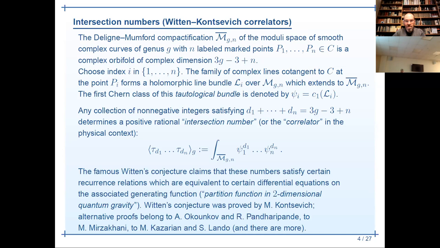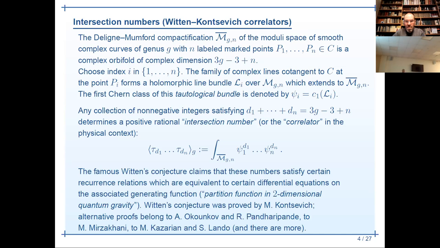But this is a complex orbifold. So these numbers are rational. And the third and the fourth lecture of Dimas Wonkin was devoted to generating functions which incorporate all these numbers. So these numbers are quite famous.